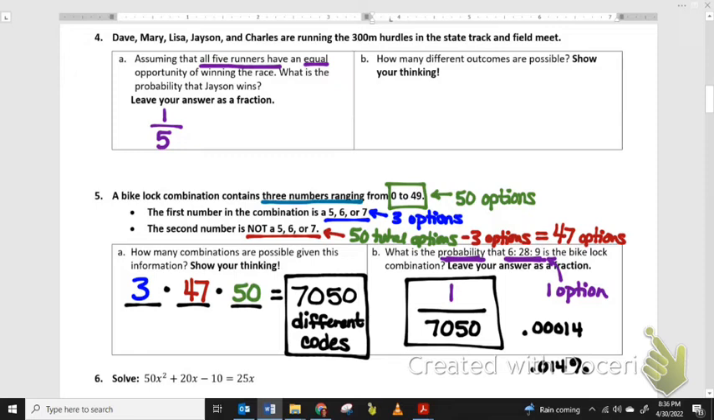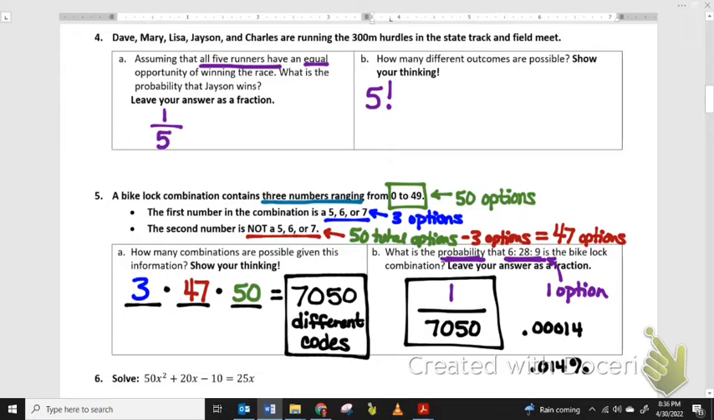How many different outcomes are possible? Does that include all the places and stuff? That does include all the places, yes. 120. Tell me how you came up with that. We could do it as 5 factorial.